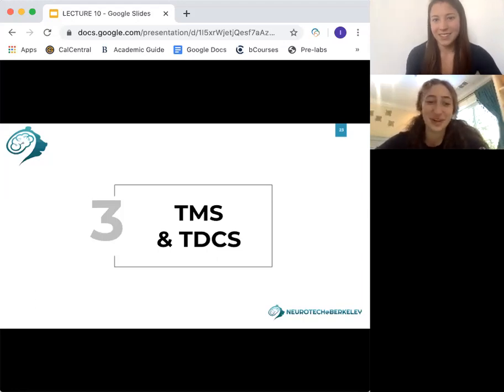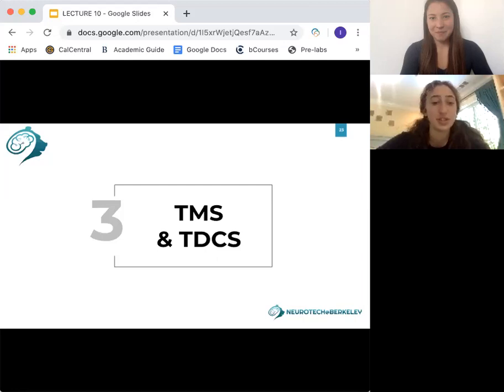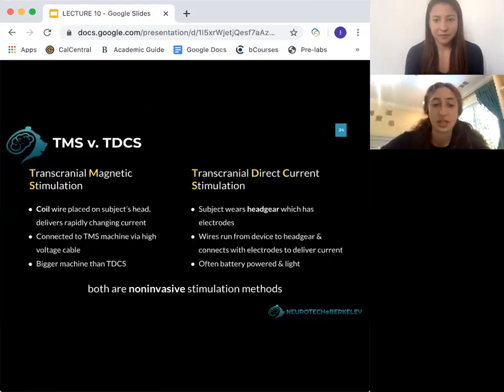Awesome. So let's move on to the next techniques. TMS and TDCS are both non-invasive stimulation methods that are also used in the medical field. TMS uses a bigger machine than TDCS and involves placing a coil wire on the subject's head. The coil is connected to the stimulation machine by a high voltage cable that delivers rapidly changing currents to the patient. In TDCS, subjects are fit with headgear with electrodes. These electrodes are connected by wires to a battery that supplies the direct current.